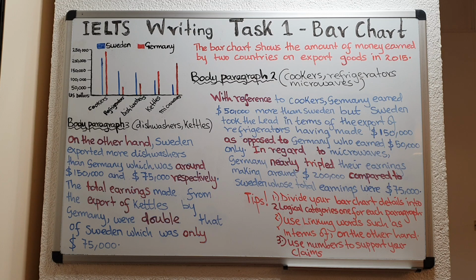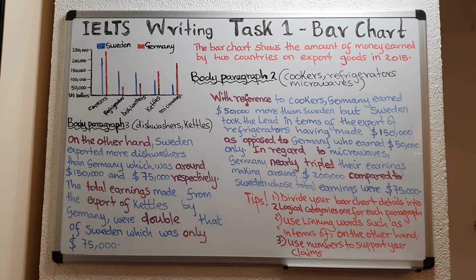In my case, I divided them into cookers, refrigerators, and microwaves on one side, and on the other side, I had dishwashers and kettles. Tip number 2, write each paragraph based on the items that you have identified for each category. To introduce each item, like in my case, cookers, I used "with reference to cookers," "in regard to microwaves," okay?